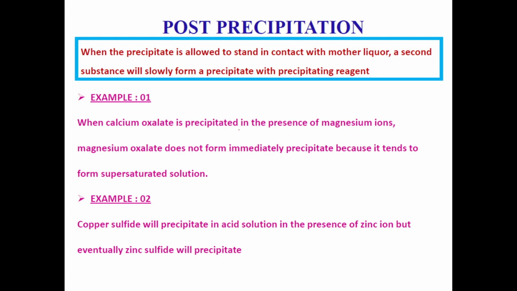For example, when calcium oxalate is precipitated in the presence of magnesium ion, the magnesium oxalate does not precipitate immediately because it tends to form a supersaturated solution. Next example, copper sulfide will precipitate in acid solution in the presence of zinc ion, but eventually zinc sulfide also will precipitate. So that is the problem.